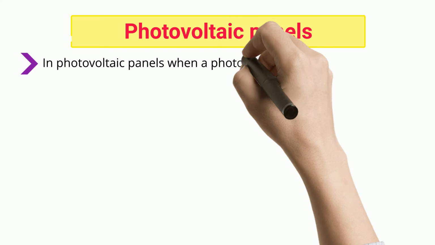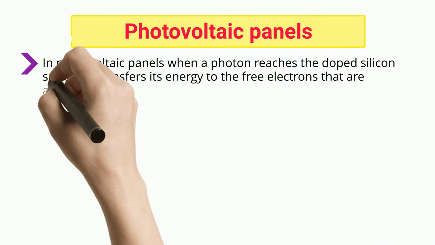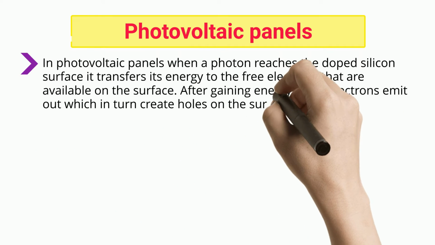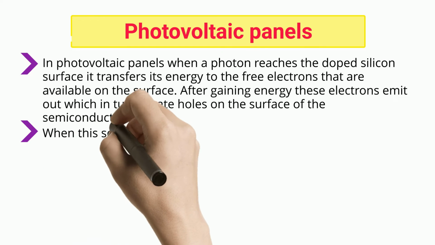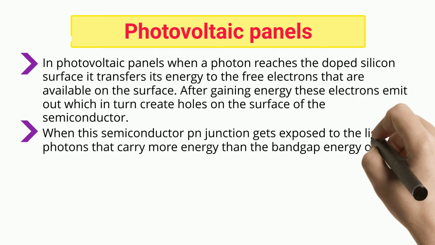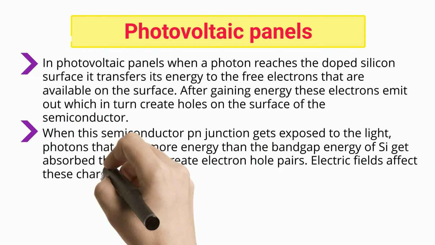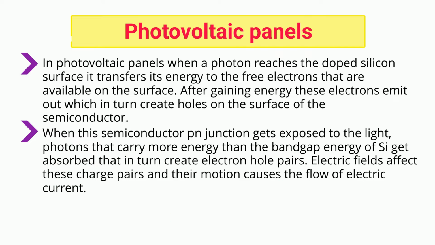In photovoltaic panels, when a photon reaches the doped silicon's surface, it transfers its energy to the free electrons that are available on the surface. After gaining energy, these electrons emit out, which in turn create holes on the surface of the semiconductor. When this semiconductor p-n junction gets exposed to the light, photons that carry more energy than the bandgap energy of silicon get absorbed, that in turn create electron-hole pairs. Electric fields affect these charge pairs, and their motion causes the flow of electric current.